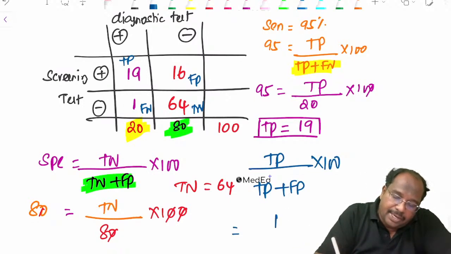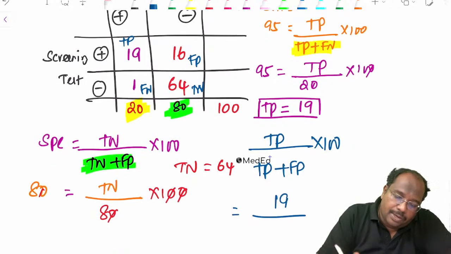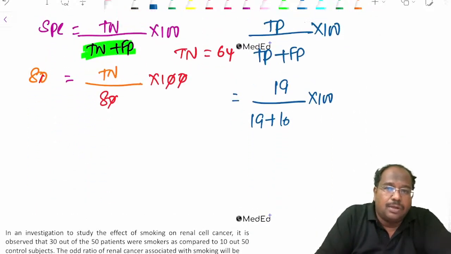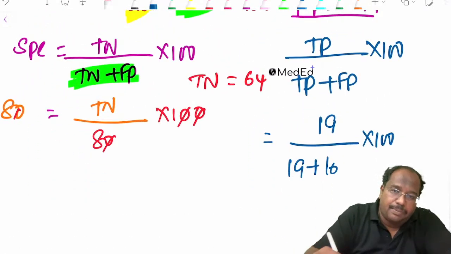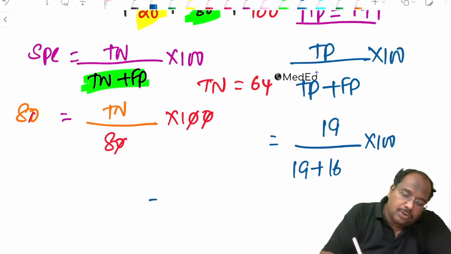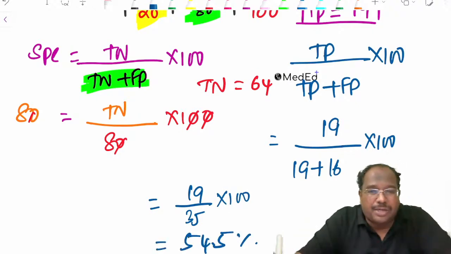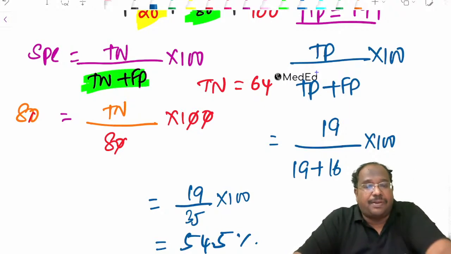How much is it? 19 by 19 plus 16, multiplied by 100. How much does the value come to? 19 by 19 plus 16 multiplied by 100. It comes to around 19 by 35 multiplied by 100. So roughly, approximately around 54.5%.